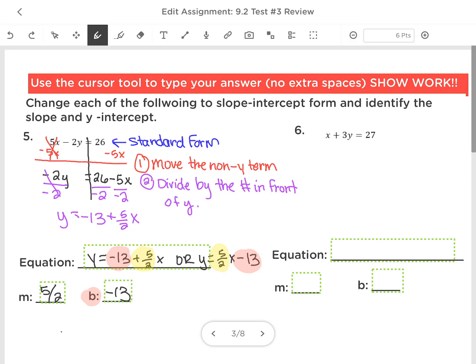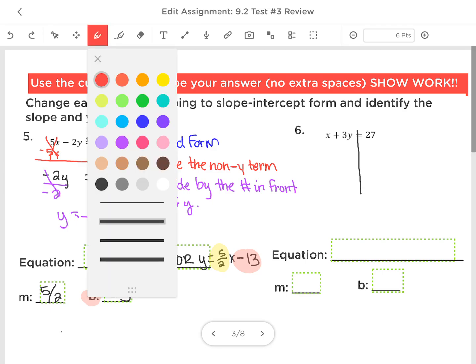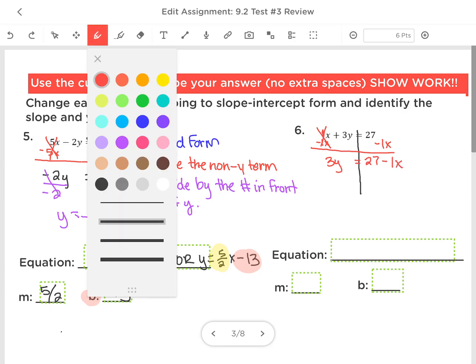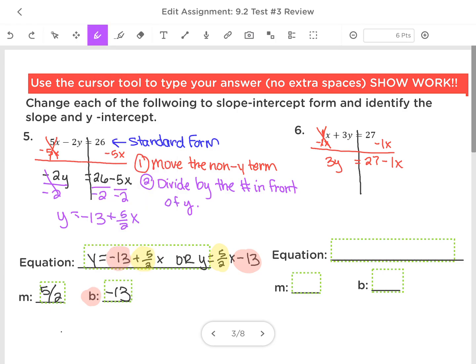And that's it. Okay, looking at the second one, again, we draw a line through our equal sign. Step 1, move over the non-y term. Remember that x has a 1 in front of it, so I'm going to subtract 1x from both sides. So when I do that, I get 3y is equal to 27 minus 1x. Then I need to divide by the number in front of y, so I divide everything by 3. So I get y equals 27 divided by 3 is 9, and -1/3 x. And now I have it in slope-intercept form.